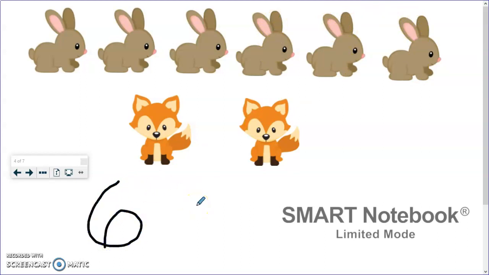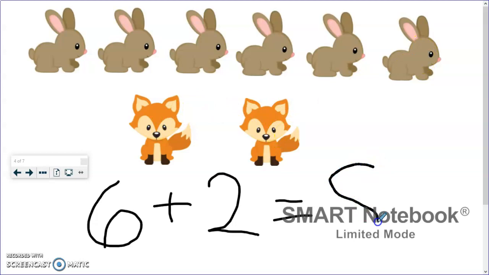Then we have to add more, which means we're going to use the plus sign to add more. So cross just like that. We're going to add the rest of the animals. We have 1, 2 foxes that came to join them. And then we need our equal sign. It's 2 lines. And now we're going to count them all. 1, 2, 3, 4, 5, 6, 7, 8. There were 8 animals eating together in the field.